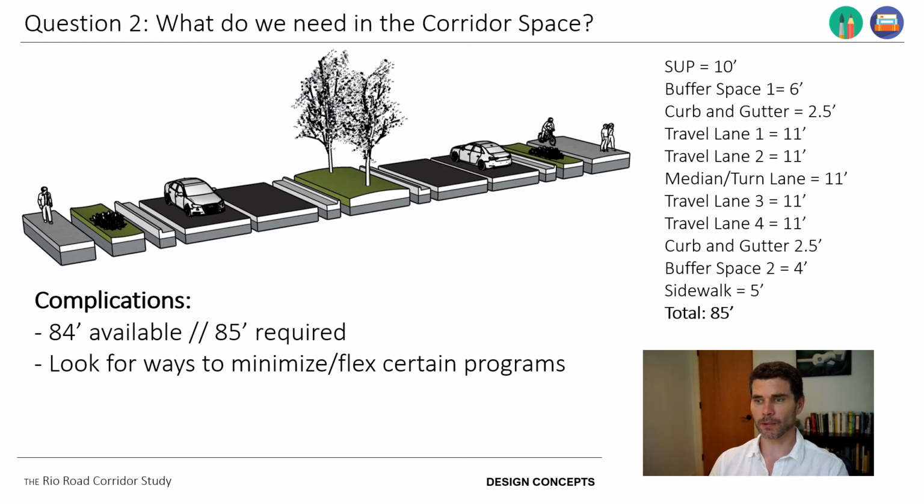Now, I think the biggest change is that we've reallocated the bike space to not in the road, but along the shared use path. That's where we really gained the space for the buffer spaces and the shared use path.